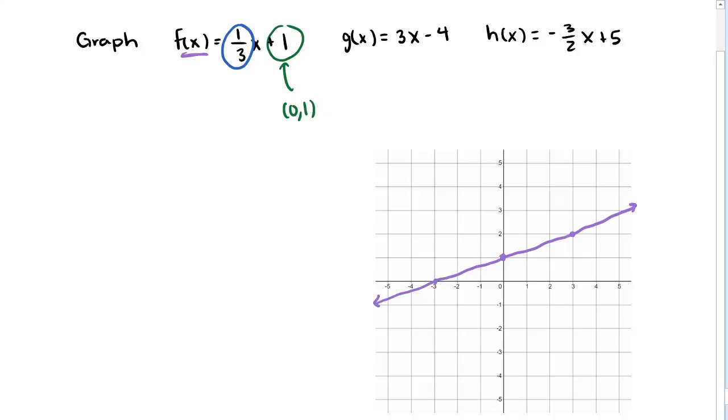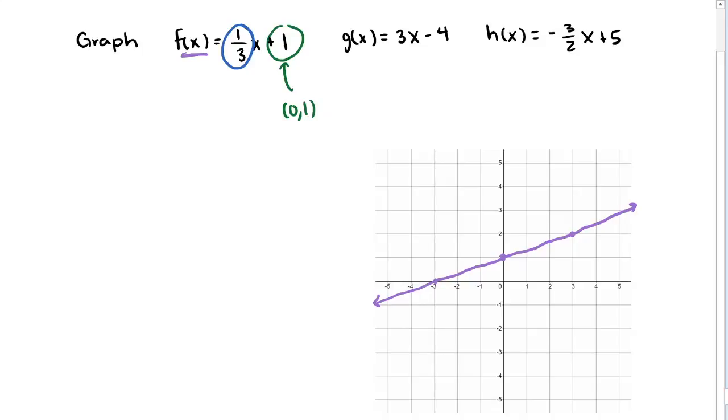And I would encourage you to take these points and plug them back into your function. Convince yourselves that they really make the equation true and belong on the graph of this function. But here we've got a quick way of finding some points, and then we can sketch the line through those points.